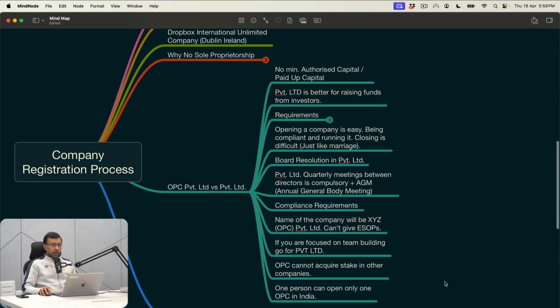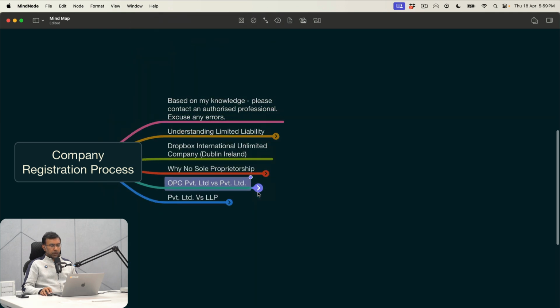And as far as I know, one person can only open one OPC in India. But if it's a private limited company, you can open multiple private limited companies with multiple partners and directors.